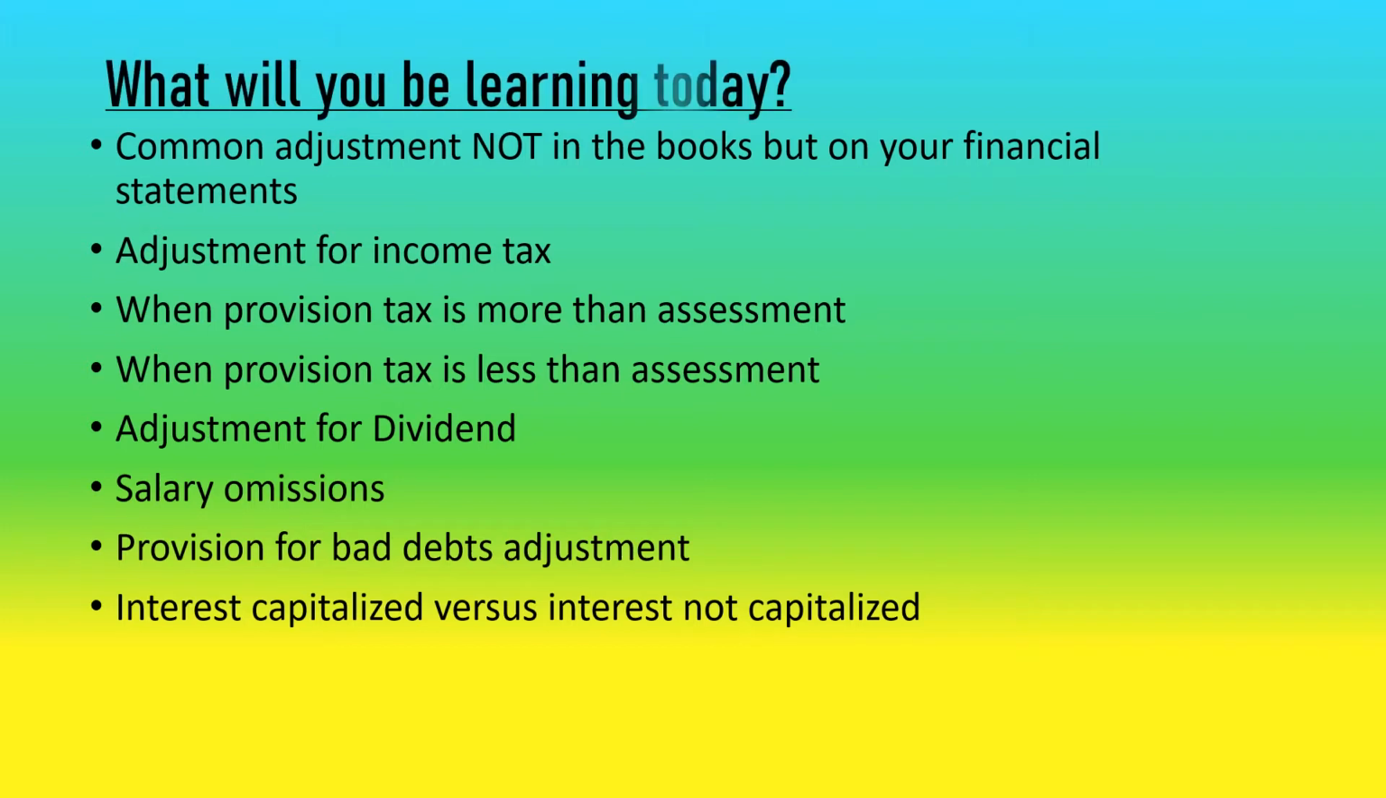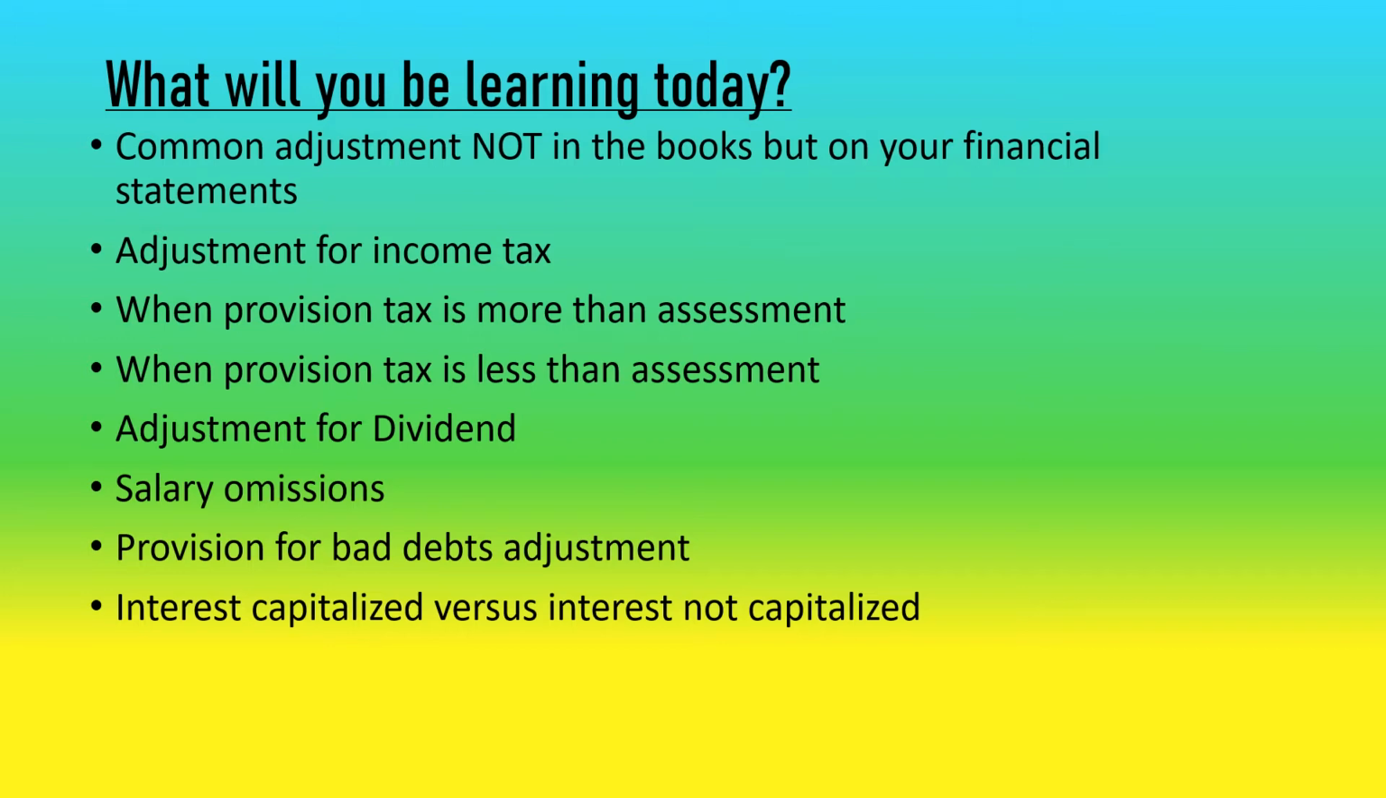In our previous lessons, we've learned how to do the income statement, balance sheet, notes related to the income statement and balance sheet, as well as we've spoken about adjustments that are not in books but directly on the face of our financial statement, and we've learned how to do various adjustments. In this lesson, we'll be learning some more examples of adjustments not in the books but on the financial statement: adjustments on the income tax, adjustments for dividends, salary omissions, provision for bad debts, and interest capitalized versus interest not capitalized.